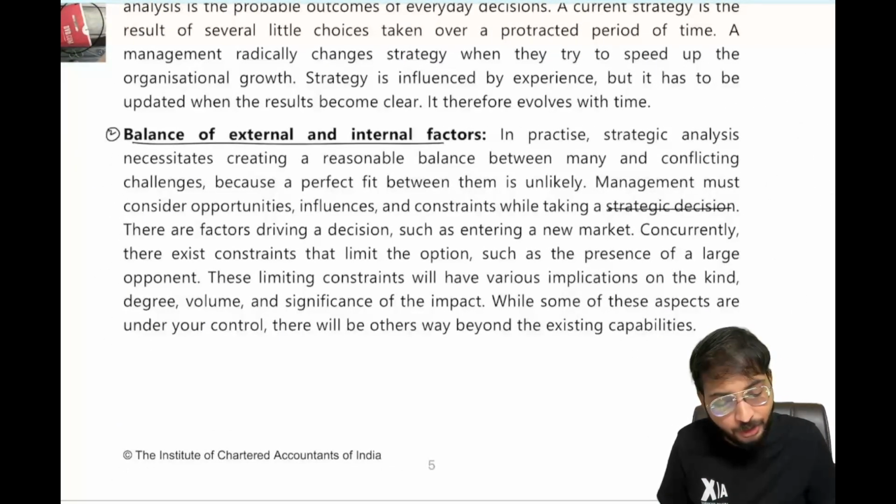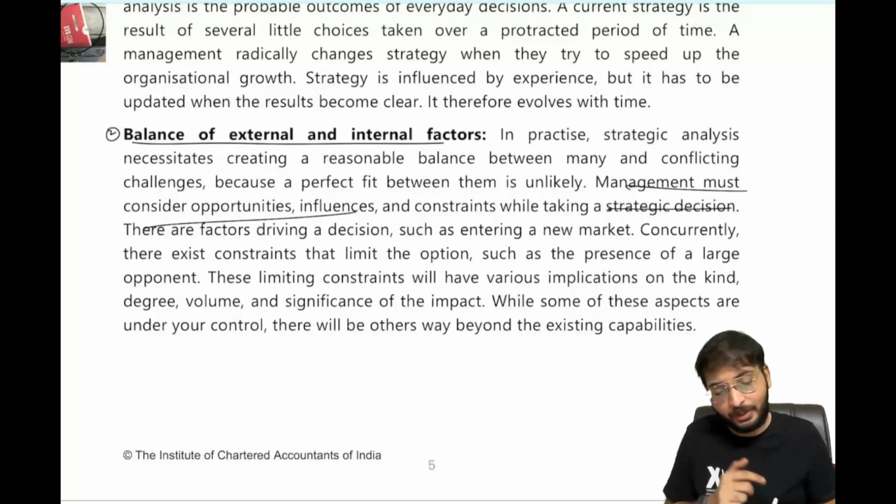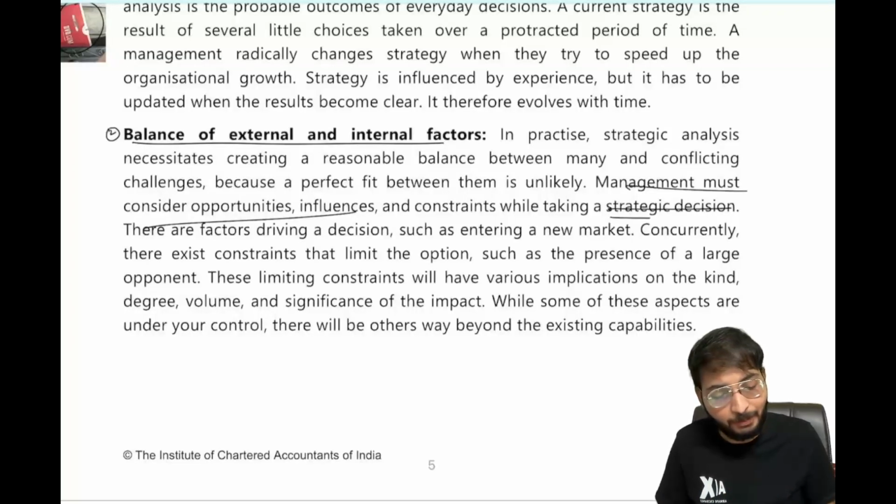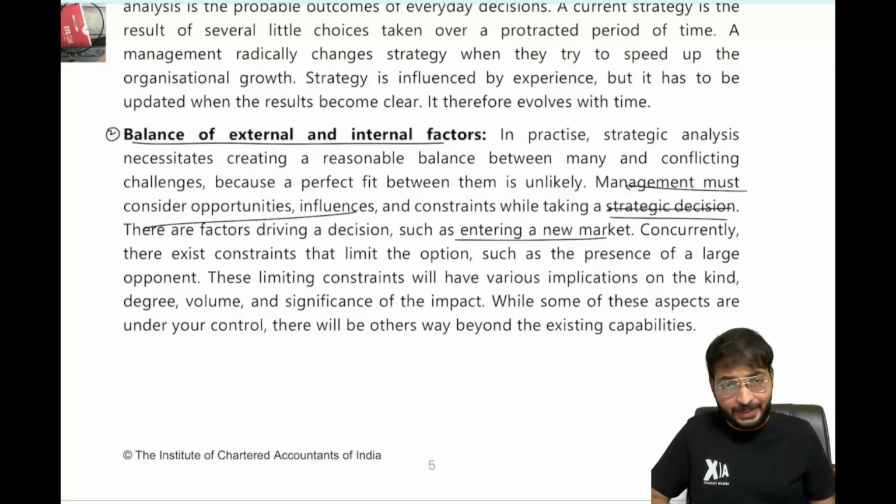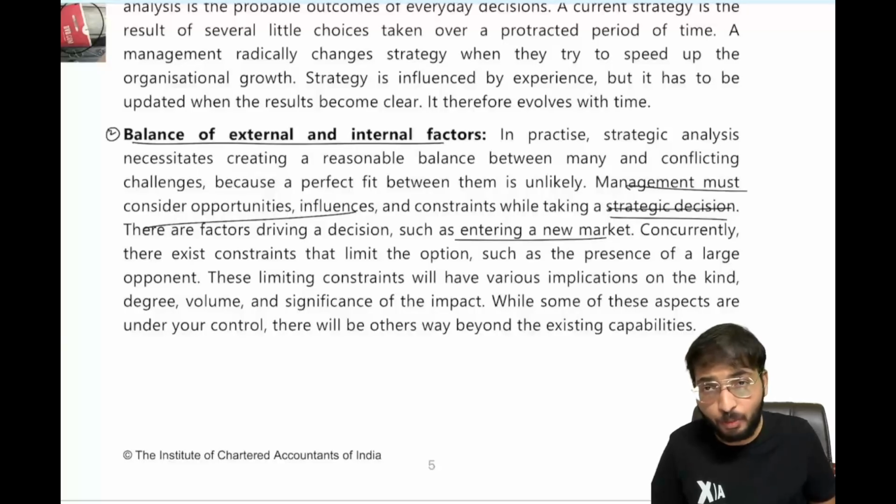The management should consider all the strengths, weaknesses, opportunities, and threats before taking a strategic decision. So this is the second point, which is called the balance of external and internal factors.